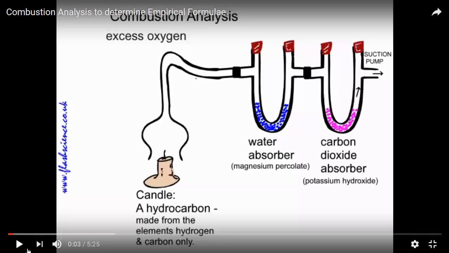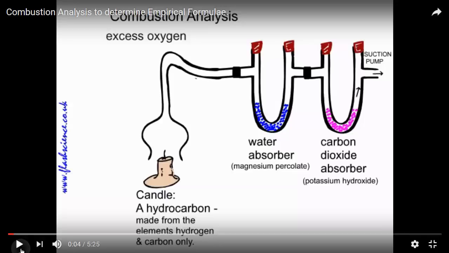Anything burning in oxygen will make water and carbon dioxide. So we can determine, by trapping the water and the carbon dioxide made from a chemical reaction and weighing them, how much carbon and hydrogen are going to be present in the original hydrocarbon.